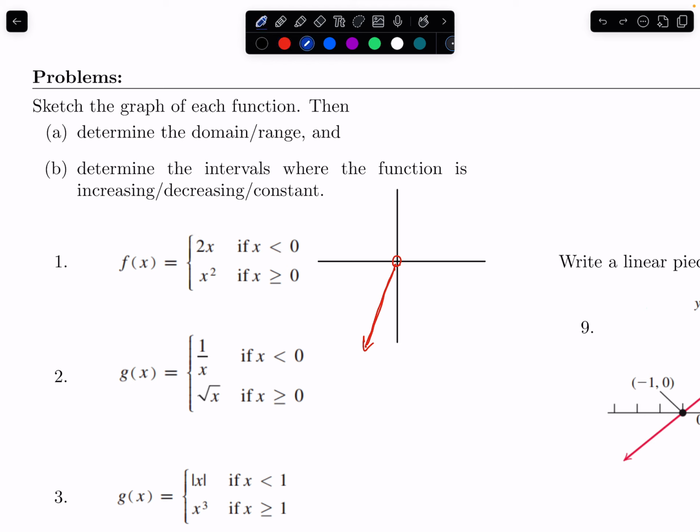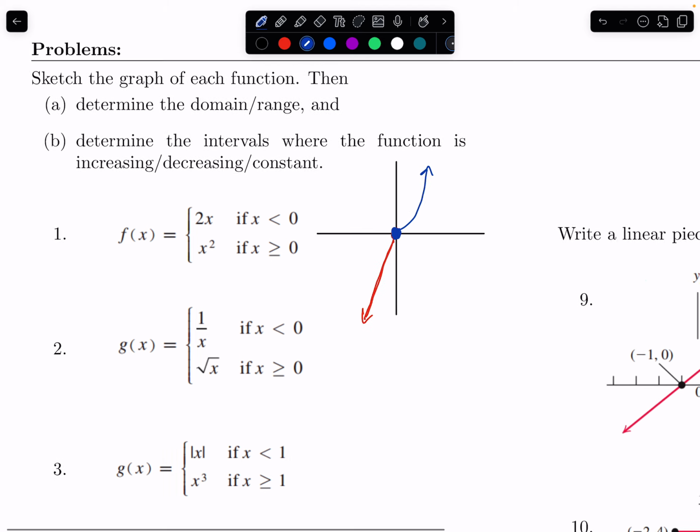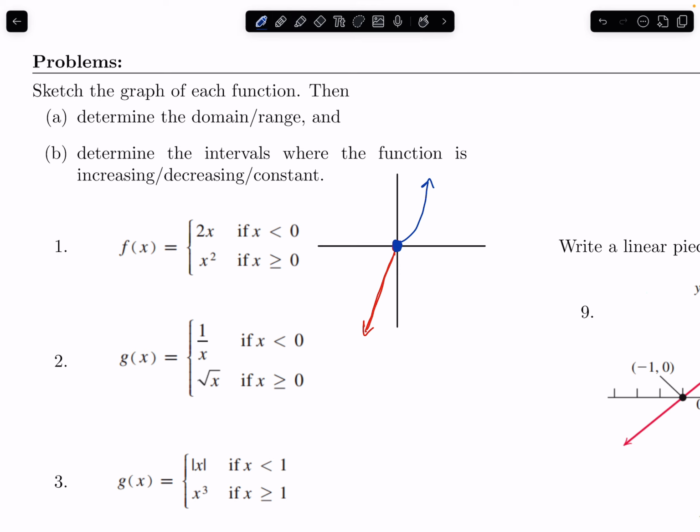Okay, the second half of the graph will be in blue. From 0 onwards, it's x squared. x squared we know looks something like this, right? Remember, it's x greater than or equal to 0, so that means at that point you would fill in the circle. It just so happens this circle that's filled in coincides with the left half of the graph, so they're just one continuous graph in the end. So there it is. That's number 1.